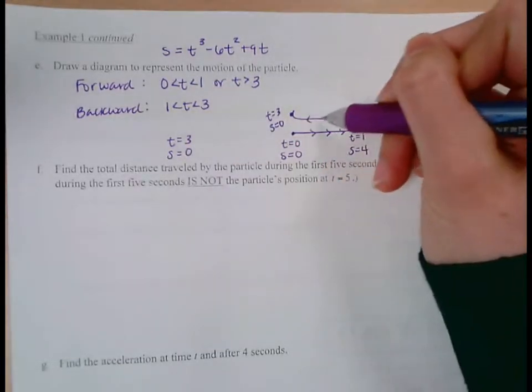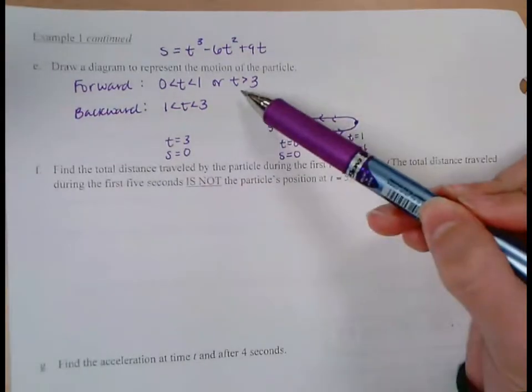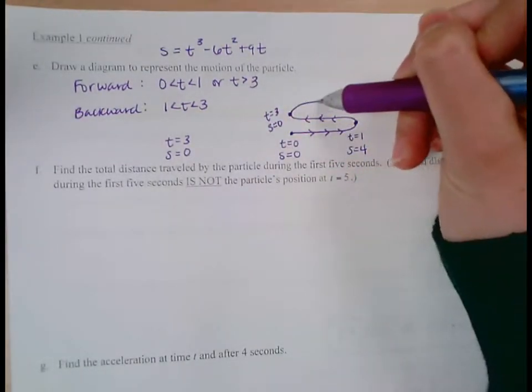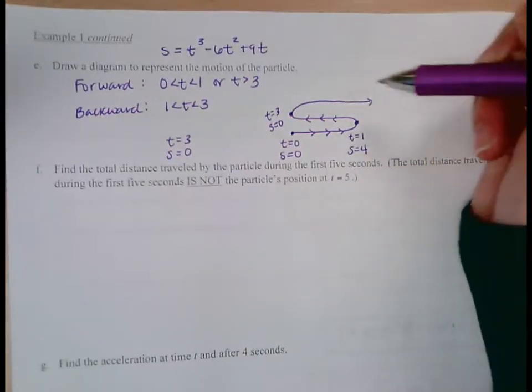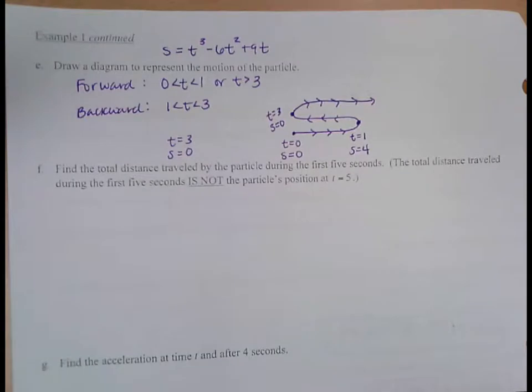And then from 3 on, it's moving forward. So I can end this diagram showing from 3 until whenever we cut off the time, it's continuing to go forward. And this diagram can also help you in the next part with finding the total distance.